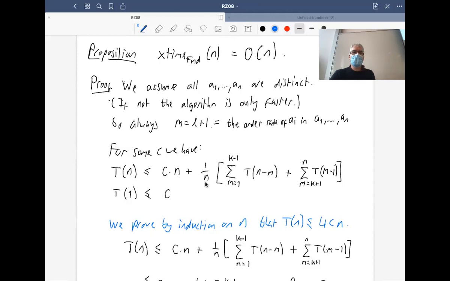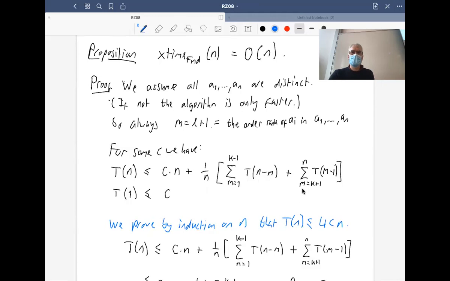And because there's a probability 1 over n, so 1 over 5 in that picture, for picking any of the elements, in the case that M is strictly smaller than K, we end up doing a recursive call to n minus M.